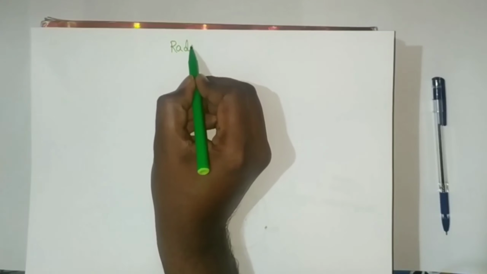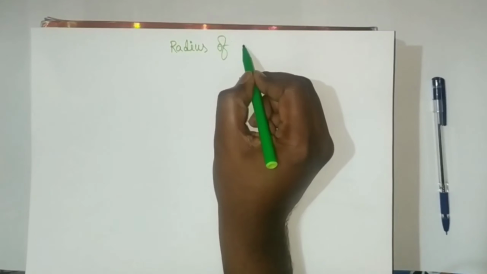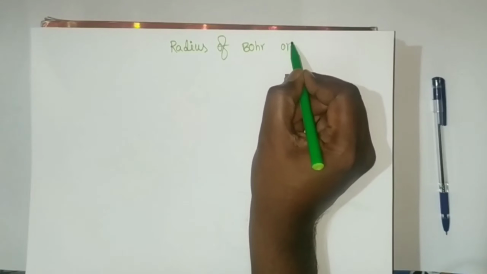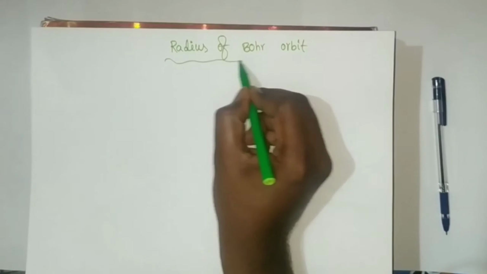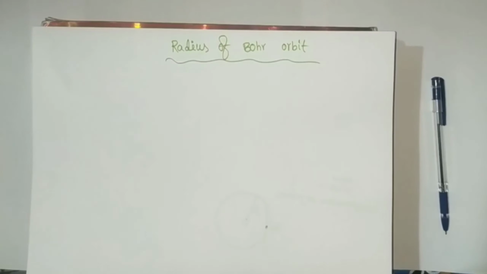Dear students, today we are going to discuss the radius of Bohr orbit. From the Bohr atomic model, we can derive the formula to find out the radius of orbits.